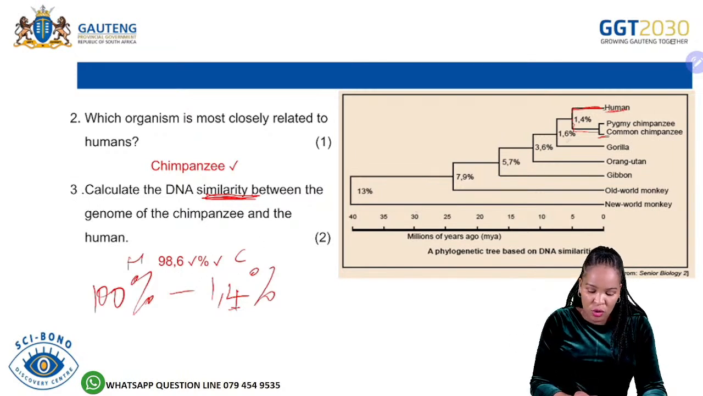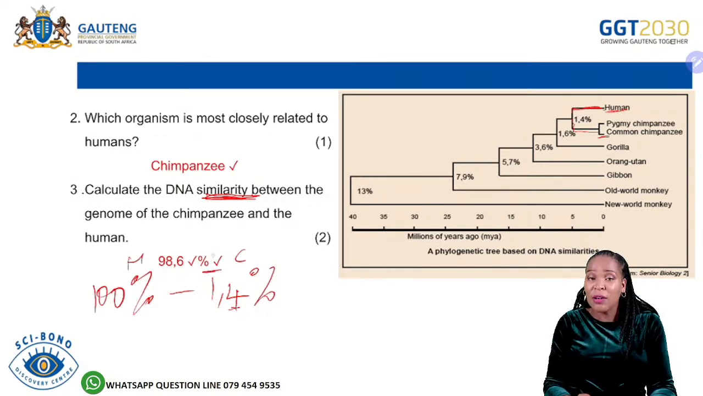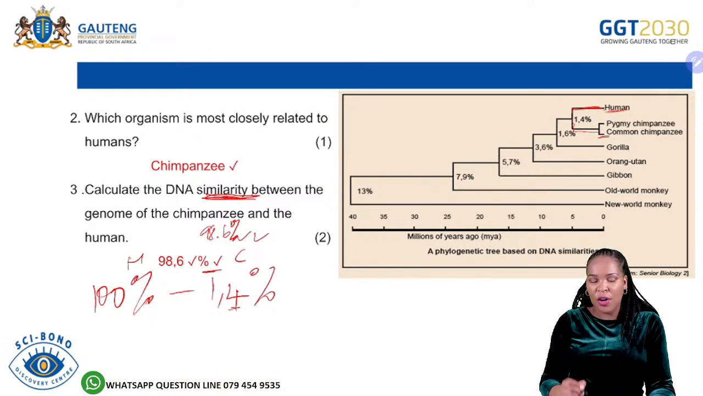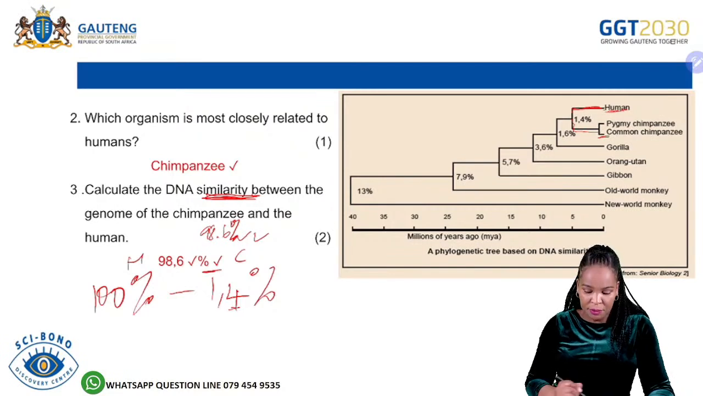And please take note, when you are asked such a question, you must write the unit. The mark here is given for the percentage. If your answer is just 98.6, without the percentage, you are going to lose this 1 mark. So please make sure that you write your answer in full. And sometimes the examiners put the 2 marks at the end of the question itself. So if you do not have the percentage, you may find yourself losing the entire 2 marks. Please take note that you write your full units if they are given.